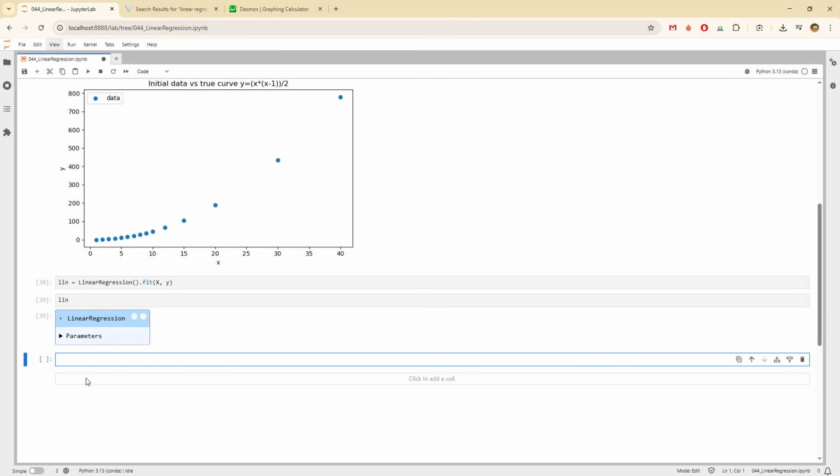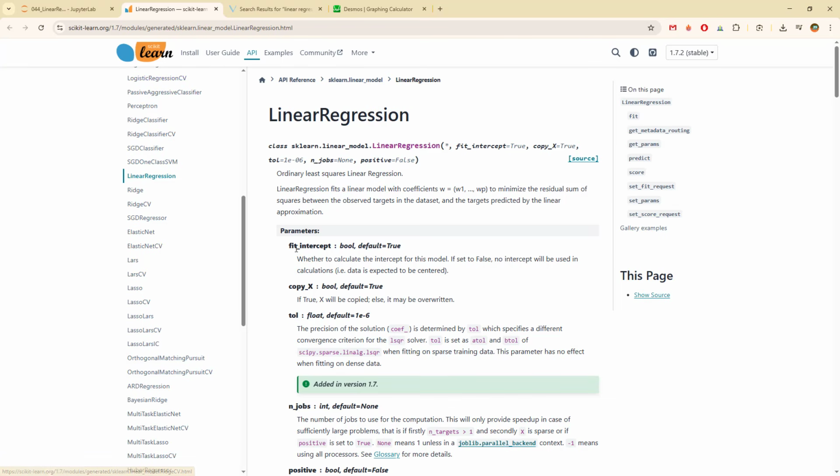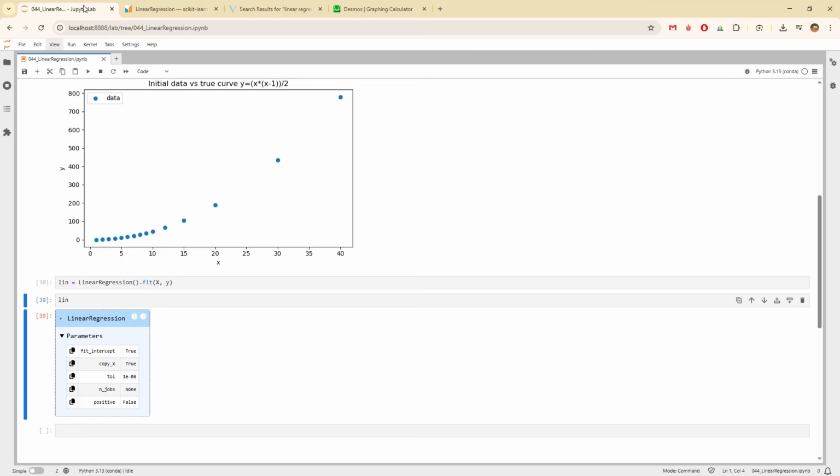So let's see, what do we have here? Wow, we actually have something interesting. It's something new, I didn't know it. We have jobs, positive, we have it fitted, and we even have the documentation for the linear regression in scikit-learn. Okay, this is where Jupyter Lab works probably better than the other one, Jupyter Notebook.